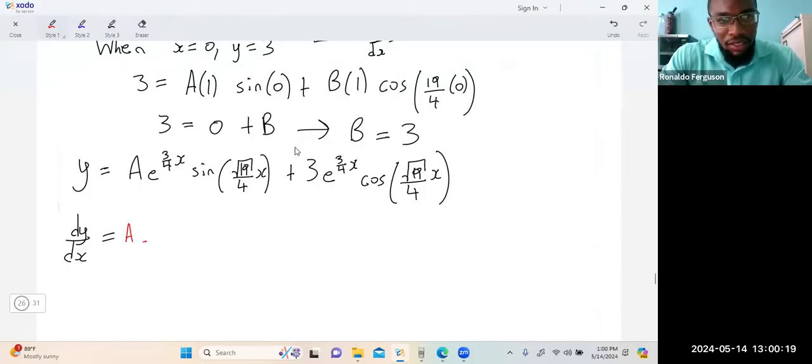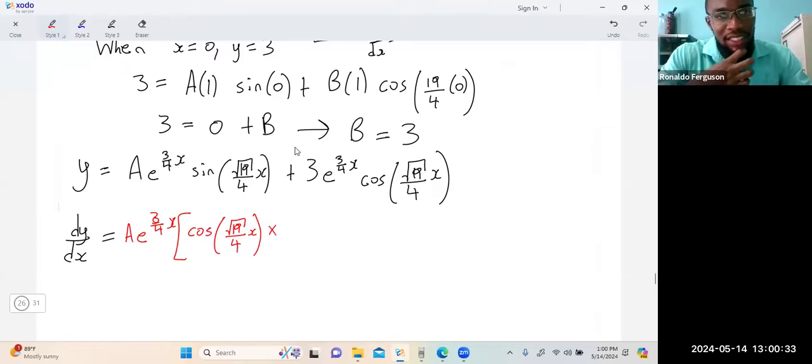Keep the first, times the derivative of the second. So cos root 19 over 4x multiplied by the derivative. So when you differentiate sine, you get cos, and then now multiply by the derivative inside of the bracket. Right? So now we'll multiply by the derivative inside the bracket.